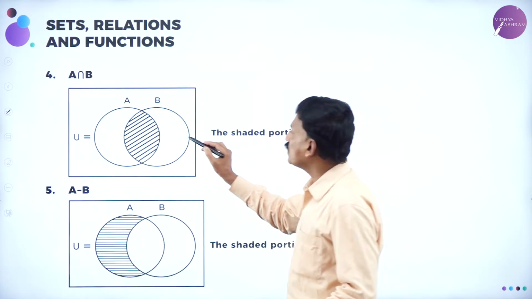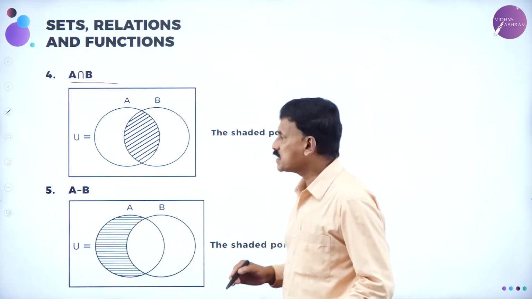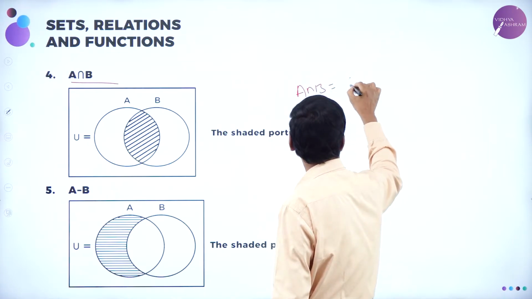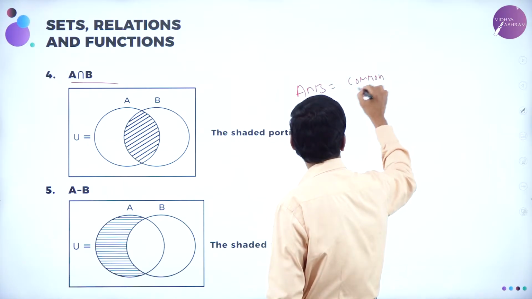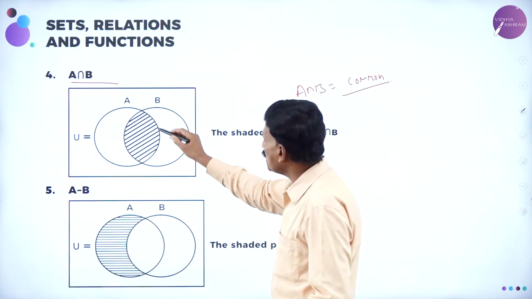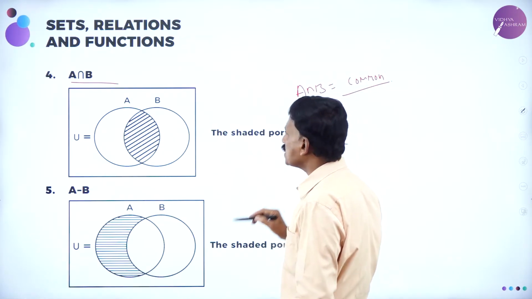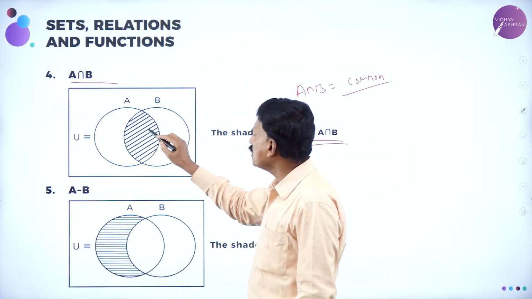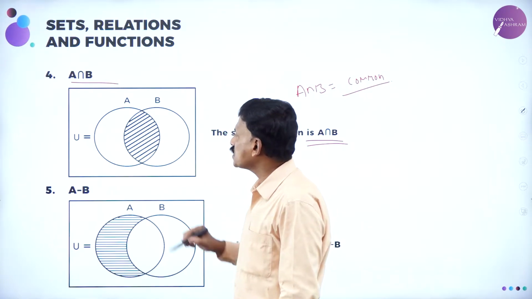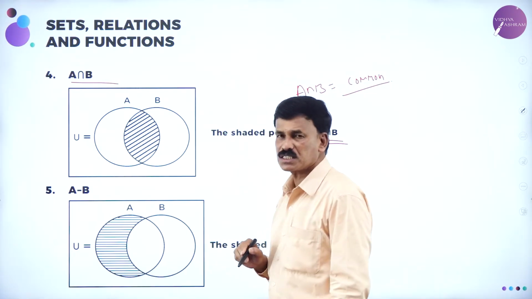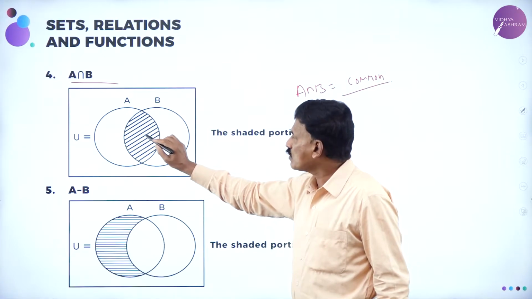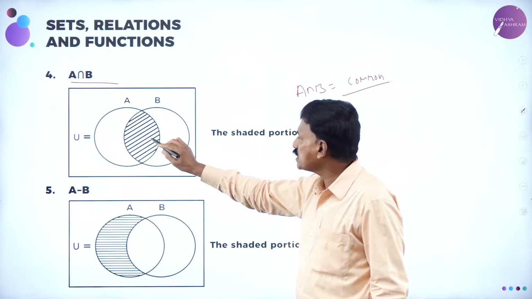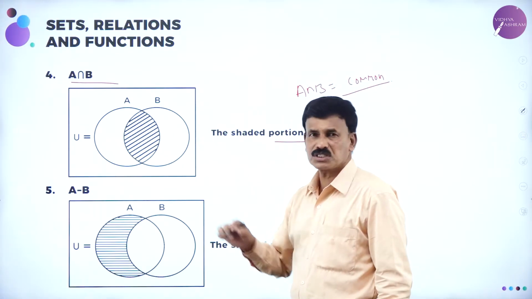Now, let us come to the next one, intersection of two sets, A intersection B. So, what is the meaning of A intersection B? In A intersection B, we are going to take the common elements. So, this shaded region will represent the intersection. The elements which are common to both A and B are represented here by the shaded region. This is the intersection of two sets, A intersection B. So, this is very important. The common region determined by these two sets, represented by the shaded portion, will give the intersection of the two sets.